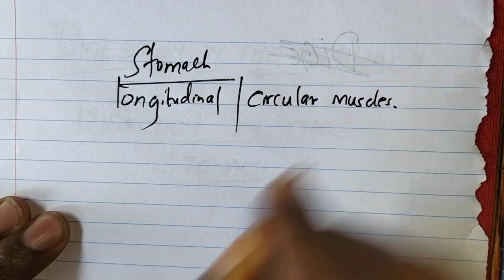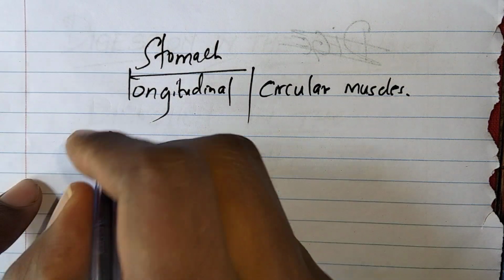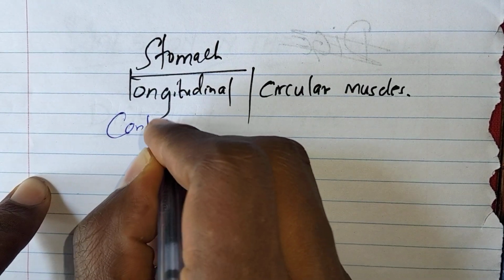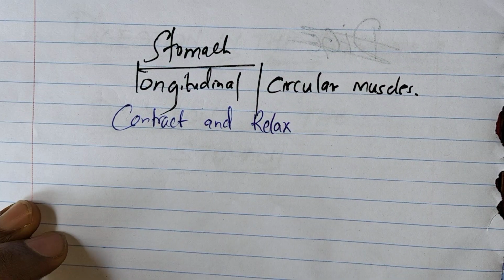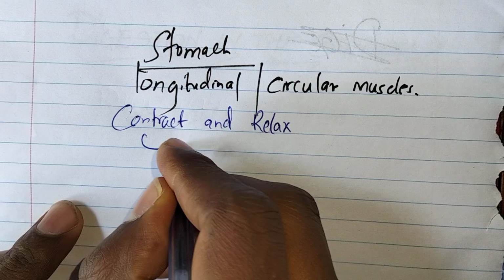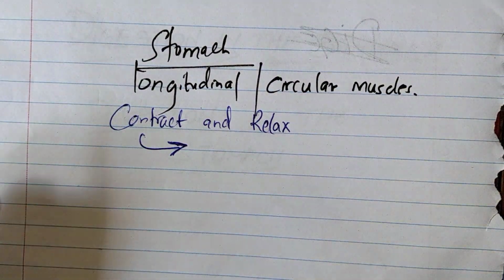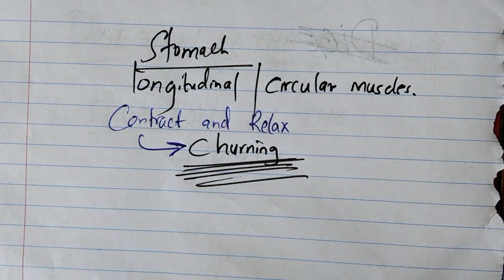Whenever you see muscles, remember there is going to be some movement. These muscles contract. Remember, the food is in the stomach, so the muscles contract and relax to bring about mixing of food. The process of mixing of food is what we call churning. So when the muscles of the stomach contract and relax rhythmically, they bring about churning. And then churning is now the mixing of the content of the stomach, that is food and the gastric juice.